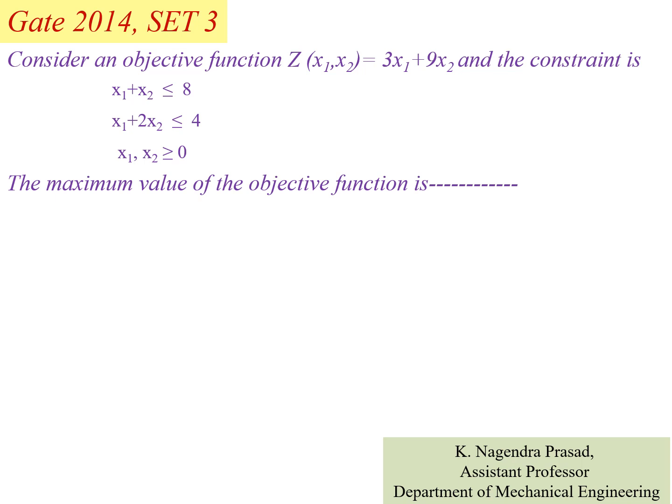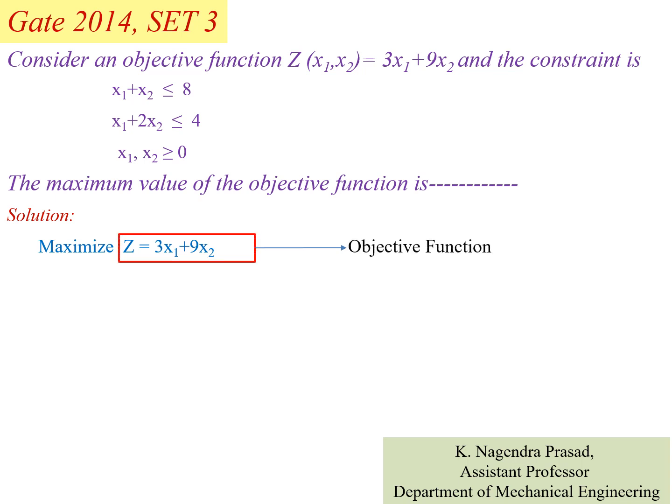Then this problem is given in the GATE 2014. Here objective function is maximize z equal to 3x1 plus 9x2 and x1, x2 are the decision variables. And the constraints are x1 plus x2 less than or equal to 8, x1 plus 2x2 less than or equal to 4. Let's see the solution.